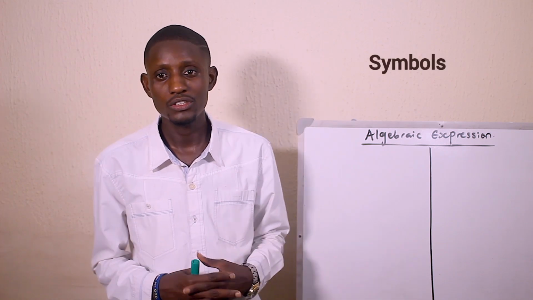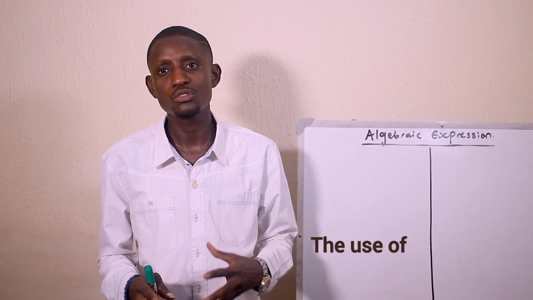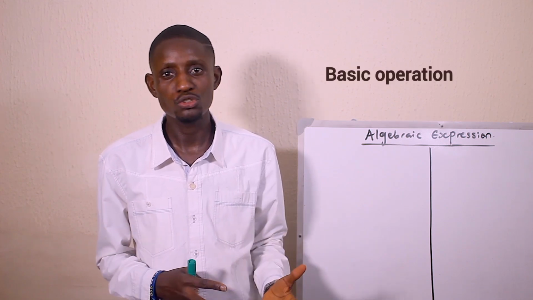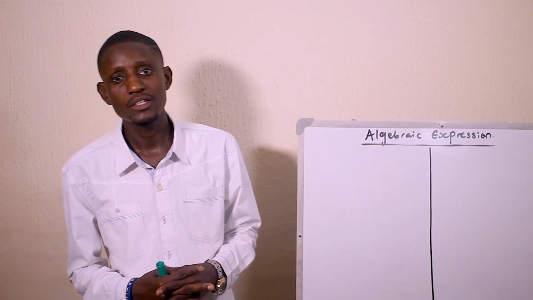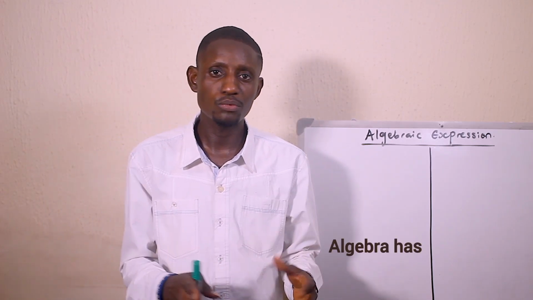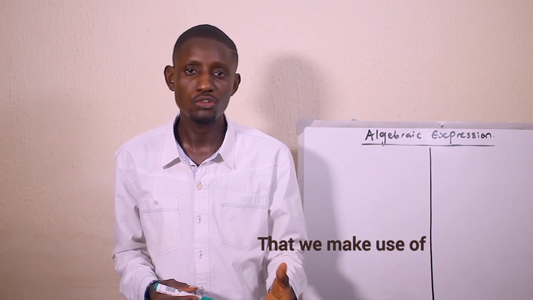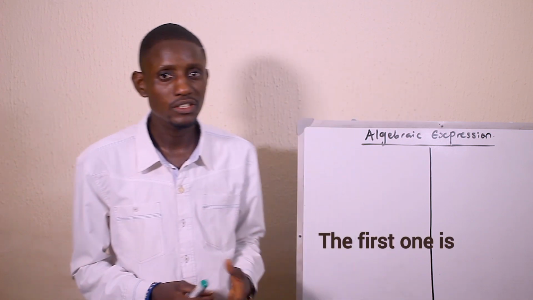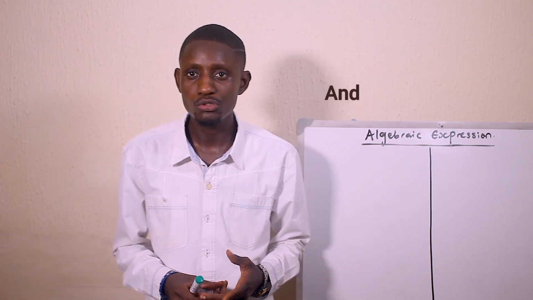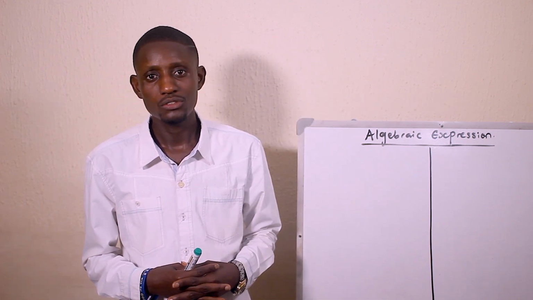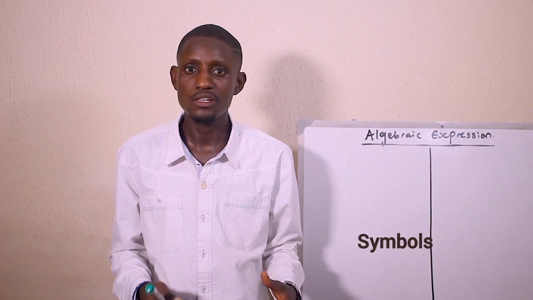Algebra is a branch of mathematics that deals with mathematical symbols, equations and formulas, and also the use of basic operations, the way to solve some of the equations and formulas. And then also algebra has three key things that we make use of. The first one is the symbol, and then we have the variables, and we have the constant. So the symbols has to do with the mathematical operation symbol.